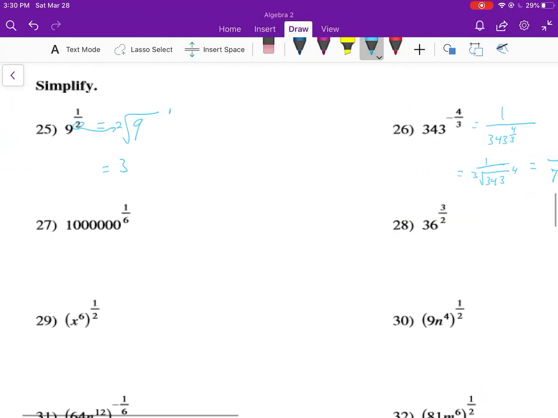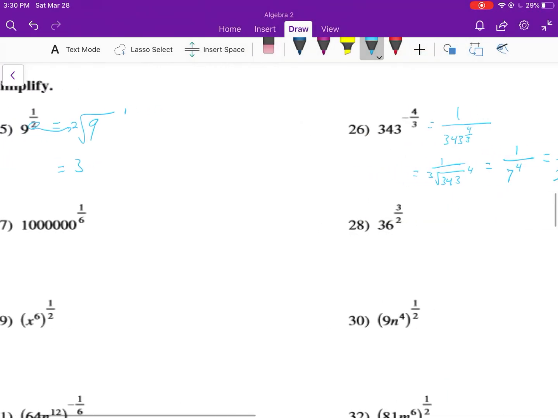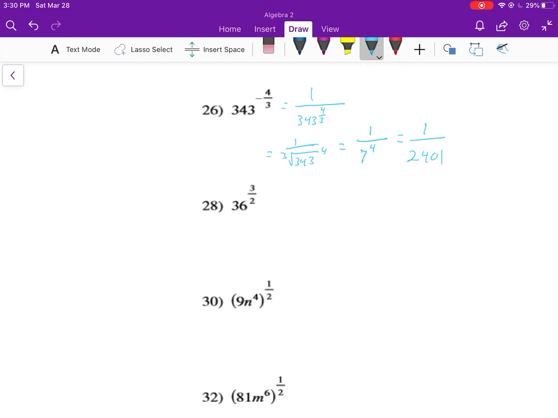And one last thing I want to show you here is we can do a lot of these without changing to radical form if you want to think through this. So in our minds, we're going to do number 28. Remember, this 2 on the bottom means we want the square root of 36. The fact that we have a 2 in the denominator means square root. So the square root of 36 is 6, and then we want to cube it. So we have 6 cubed, which is 216.